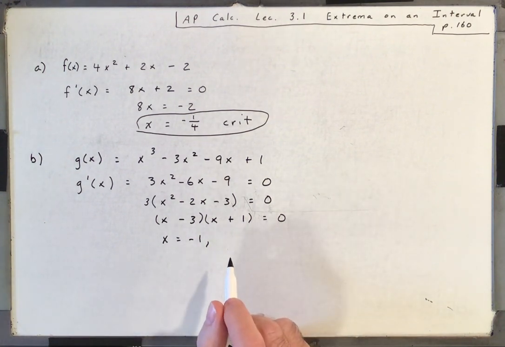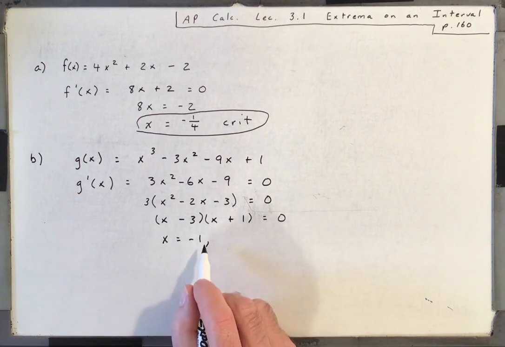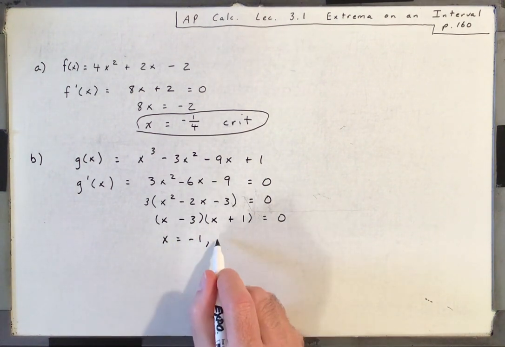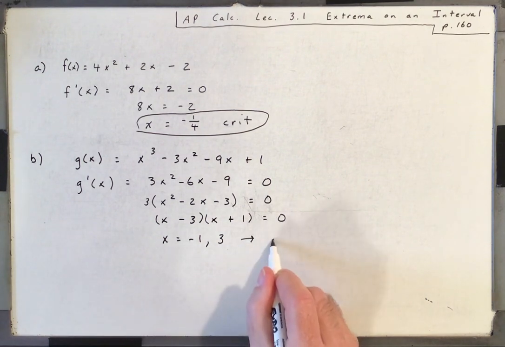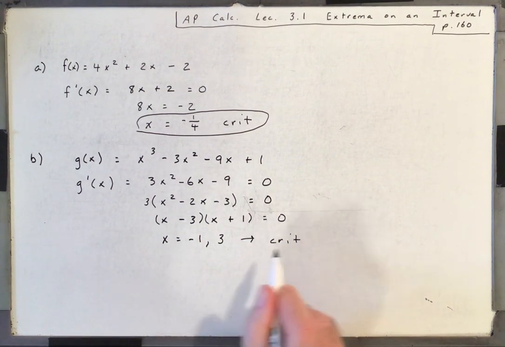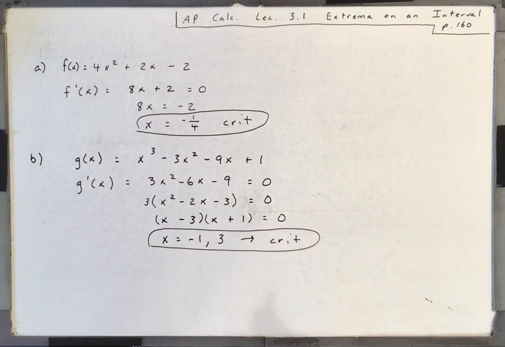That'll matter a few sections from now when we're doing the first derivative test, but let's get used to doing it that way. So -1 and 3, and those are our critical points, which I will just abbreviate as crit.